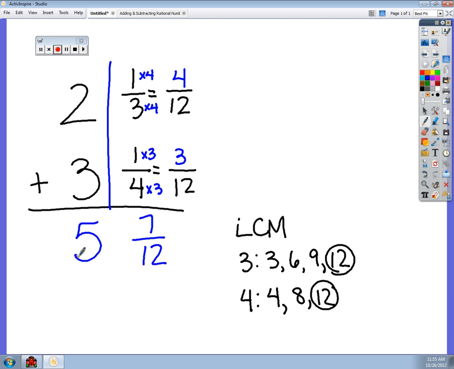My last step, just as when they have the same denominator, is to double check that my mixed number is simplified. 7/12 is a proper fraction and it is completely simplified, so that means that we have finished this problem.